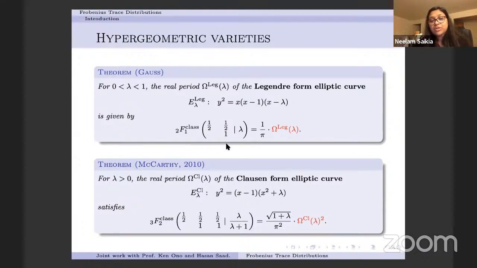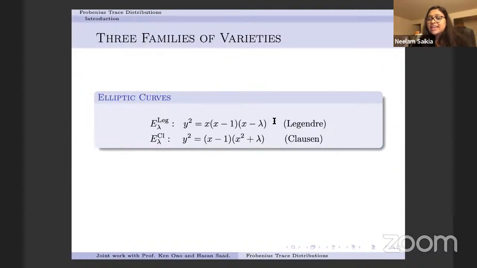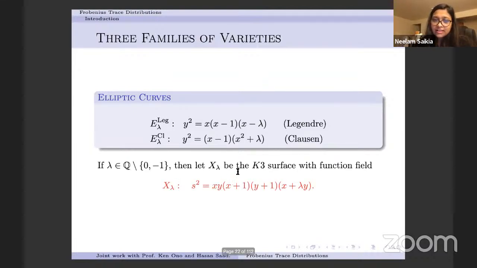So these two hypergeometric functions are important in our study because they have a connection with elliptic curves. In our work, we would like to study these two families of elliptic curves along with this K3 surface, whose function field equation is given by this. So these three are the varieties we would study in our work.